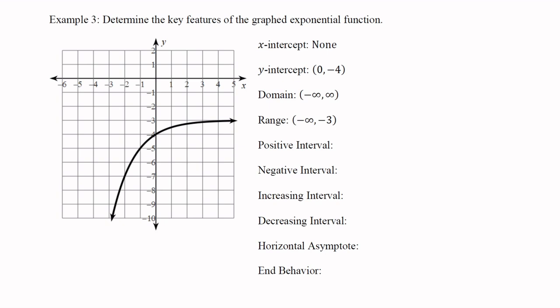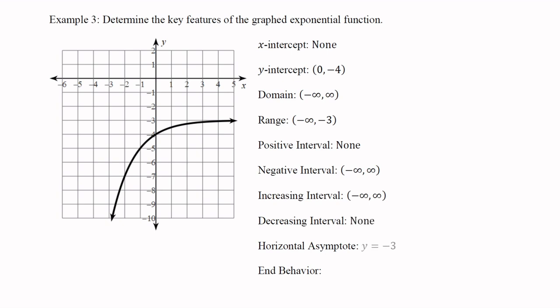Our positive interval, well, since the graph approaches an asymptote below the x-axis and it is going downward from there, we are never going to go above the x-axis, so we have no positive interval. So that means the entire graph will be negative. We're increasing from left to right, so we have all reals for our increasing interval with no decreasing interval.